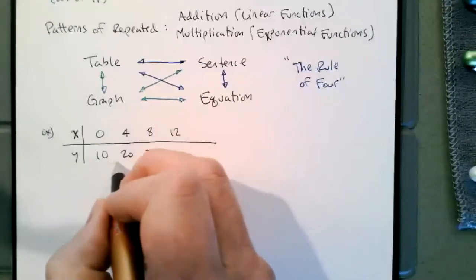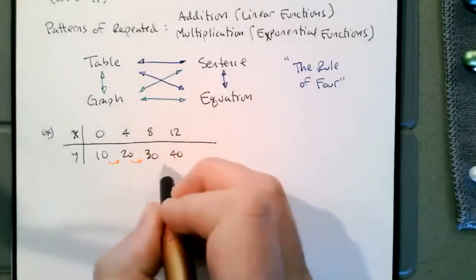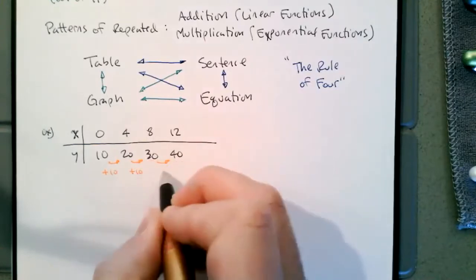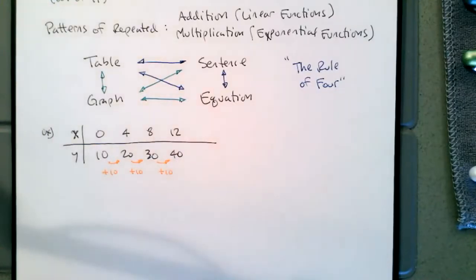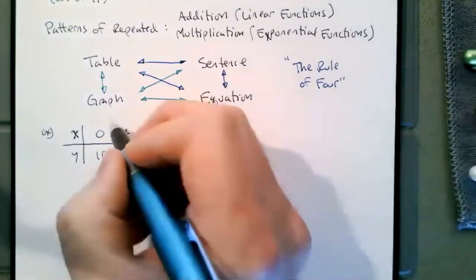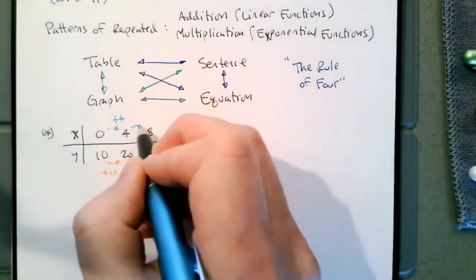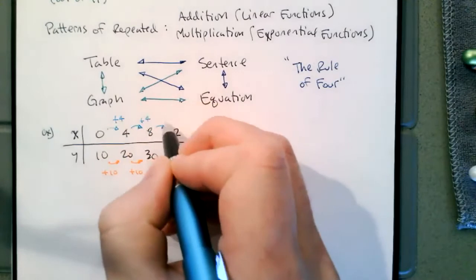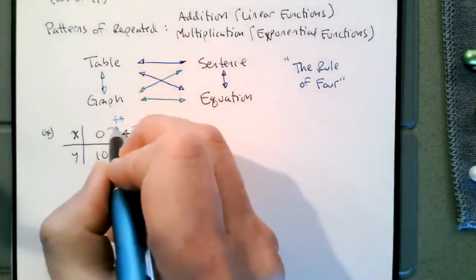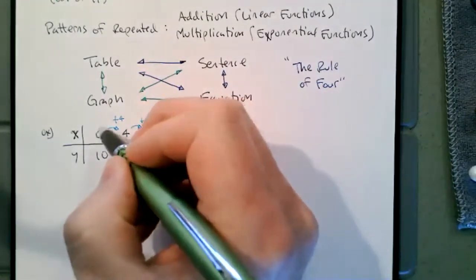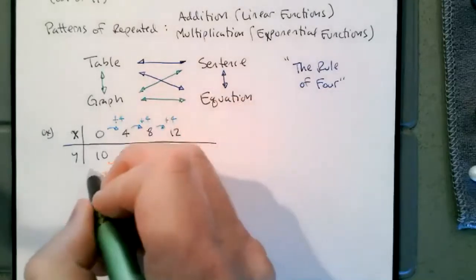We see that the pattern down here, going from 10 to 20, from 20 to 30, and from 30 to 40, looks like a pattern of repeated addition. We are adding 10 a bunch of times. It also looks like up top we have a step size of 4. We can pick any one of these points as a starting point, but if 0 is available in the x, that's a great starting point.